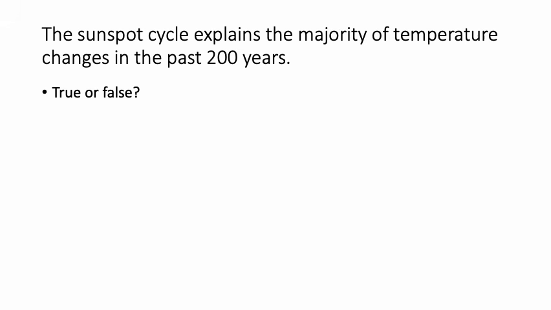The sunspot cycle explains the majority of temperature changes in the past 200 years. True or false? That one is definitely false. The sunspot cycle is a cycle, up, down, and it really does not have any significant trend, certainly not over the last 200 years. And so while you have a sunspot cycle on the order of maybe 11 years, that certainly does not explain the recent climate warming that we've seen over the past 200 years. So the answer to this one is false.